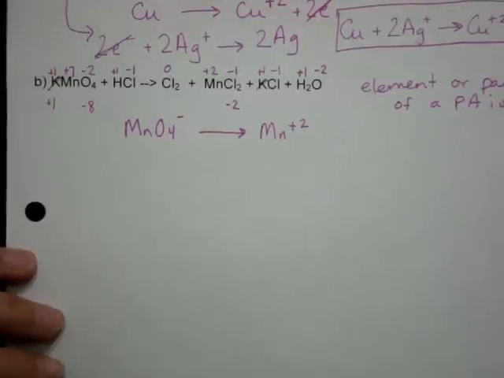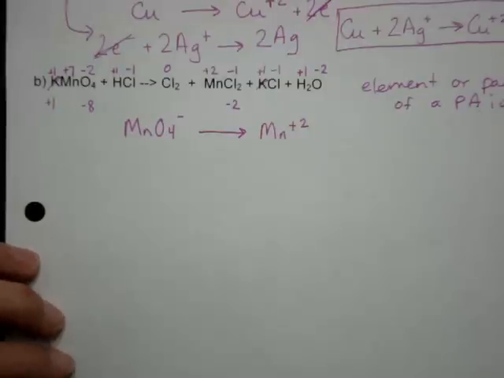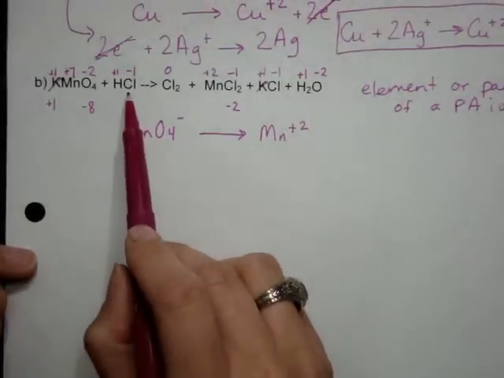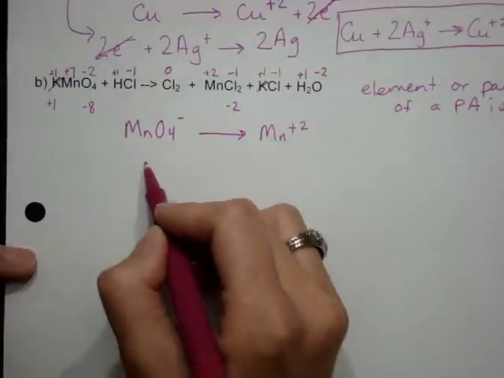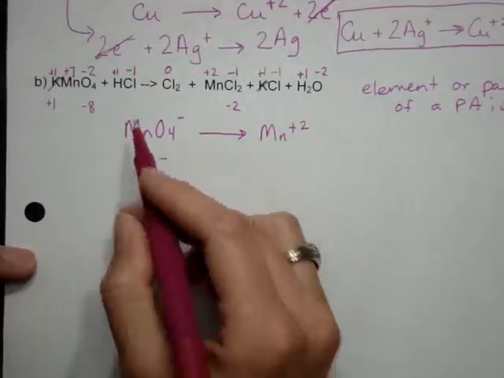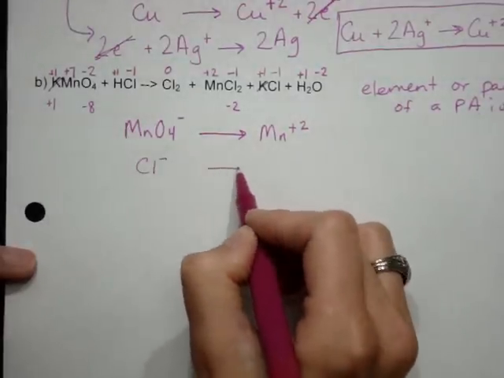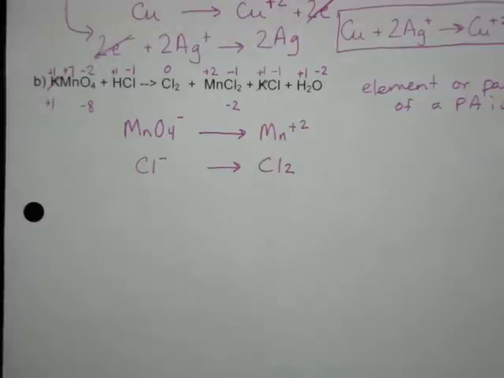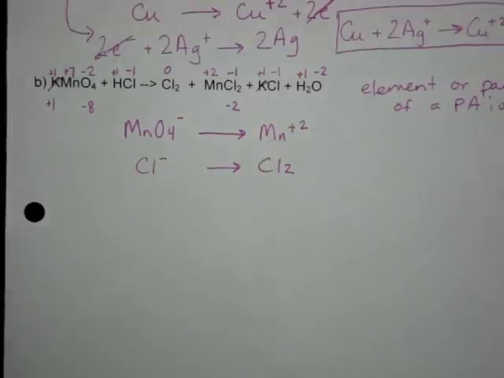Our other half reaction has to be based on the other element that changes charge. If we take a look, it's chloride. It's Cl- from the acid on the left, and chlorine elementally, diatomic, on the right. Everything else that's listed in there just gives us some more information.